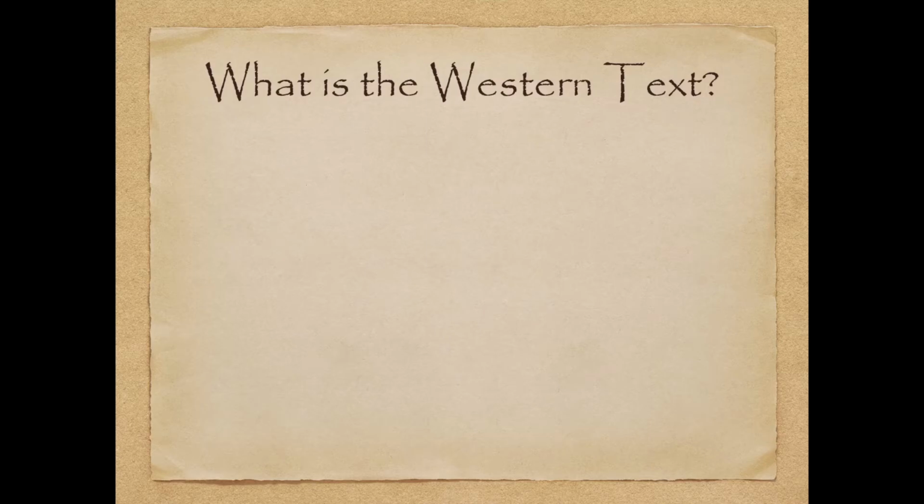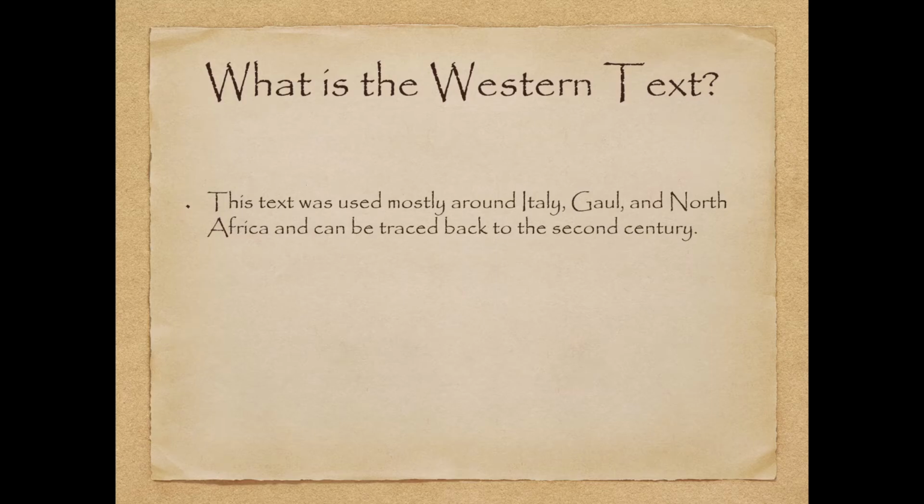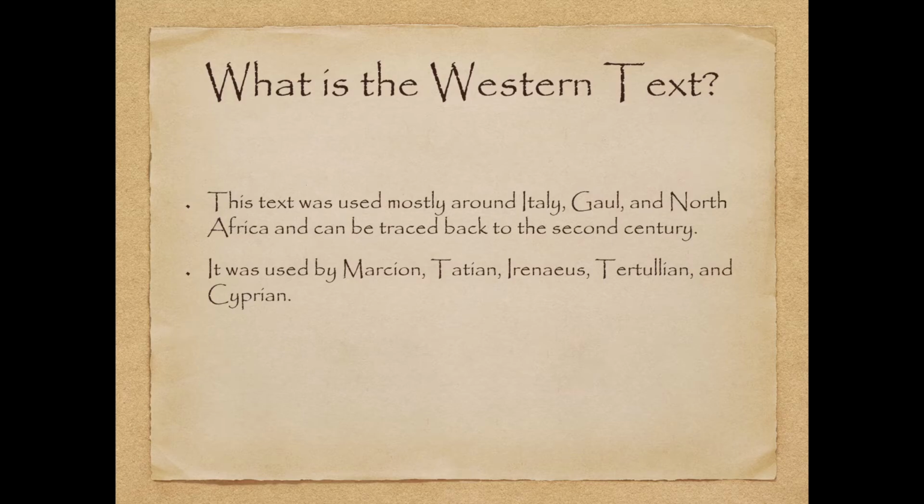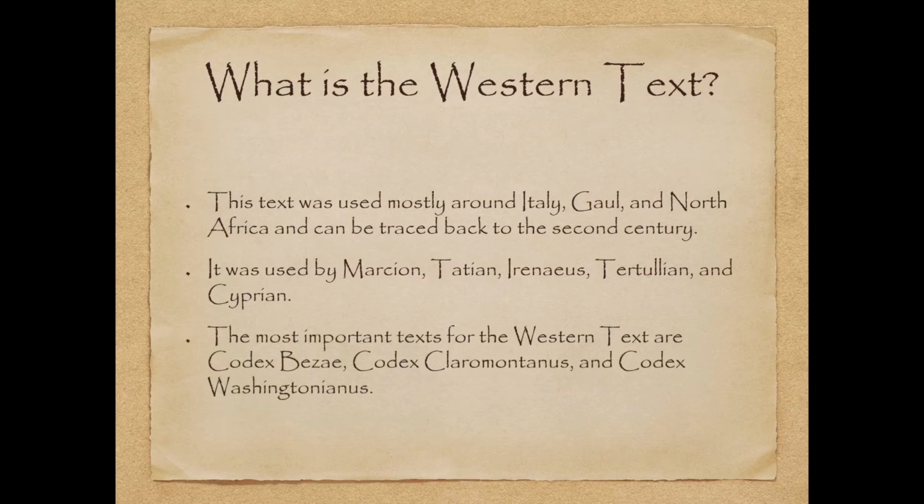What is the Western text type? This text was used most widely in the area of Italy, Gaul, and North Africa and can be traced back to the 2nd century. It was used by Marcion, Tatian, Irenaeus, Tertullian, and Cyprian. The most important texts for the Western text are Codex Beza, Codex Claromontanus, and Codex Washingtonianus.